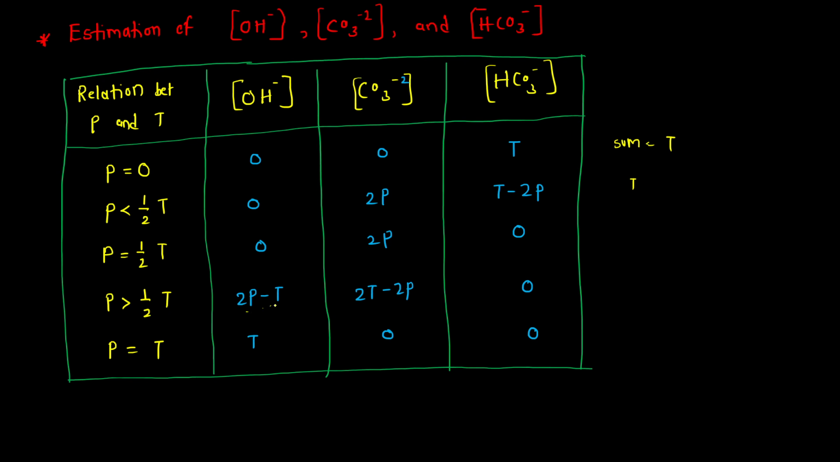If you get 2P minus T, then you know the sum is T. You can just subtract: T minus 2P minus T, you will get 2T minus 2P. Similarly, the last is also T, so the sum is equal to T and this initial is 2P. With the help of these few points, you can remember the table. Okay, this is an important table. Many times questions are asked from this directly. That is, they give the value of P and T, and you have to calculate the value of OH minus or HCO3 minus. So they can ask any question from here.